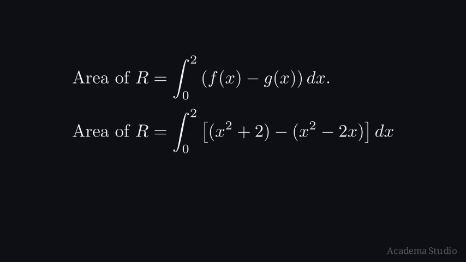Substitute the known values. Area of R equals the integral from 0 to 2 of x squared plus 2 minus x squared minus 2x dx. The area is the integral of the top function minus the bottom function from 0 to 2. We substitute the formulas for f and g. This equivalent simplified integral is also correct.